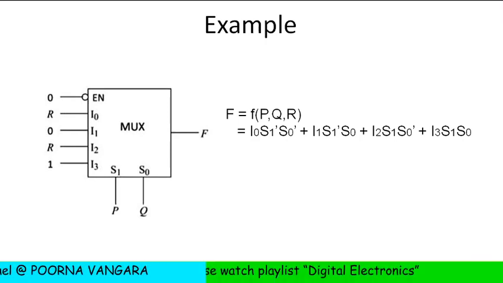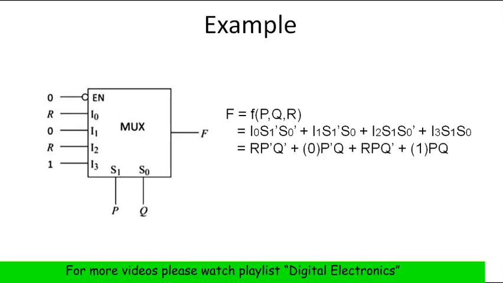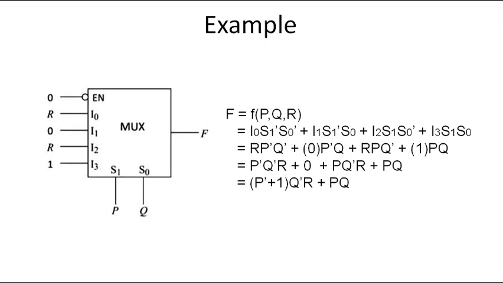Now S1, S0 are connected to P, Q respectively, so I need to replace those values, and I0 to I3 are replaced with the given R values. I have replaced all the values. Now the 0 terms will be eliminated, and the 1 terms are written like this. Now I can take Q bar R common in the first 2 terms. So the value is Q bar R plus PQ.